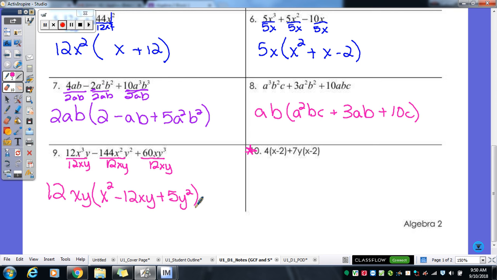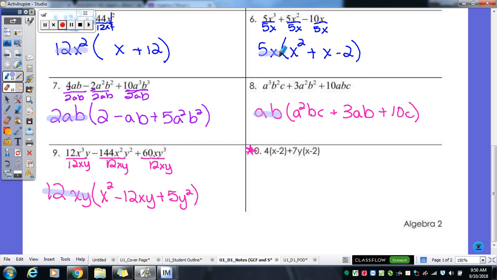All right, now number 10, starred next to it because this time your GCF isn't a single term. All of your GCFs have been monomials, just one term: 12xy, 2ab, 12x squared, ab, 5x, all our other examples. Your GCF was a monomial. It was one term. In number 10, your GCF is a binomial this time.